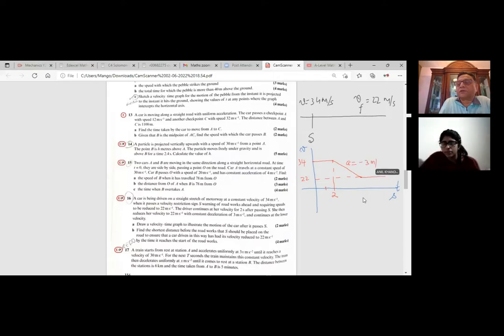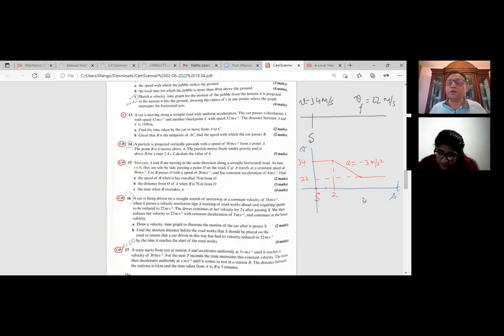Wait, so it says when she passes the restriction sign, she continues at her velocity for 2 seconds. Is that where we're starting the graph from? Yes. That origin is the S symbol. Oh, that's what I was gonna ask. Where's the S? Okay, cool. That origin is the S position.